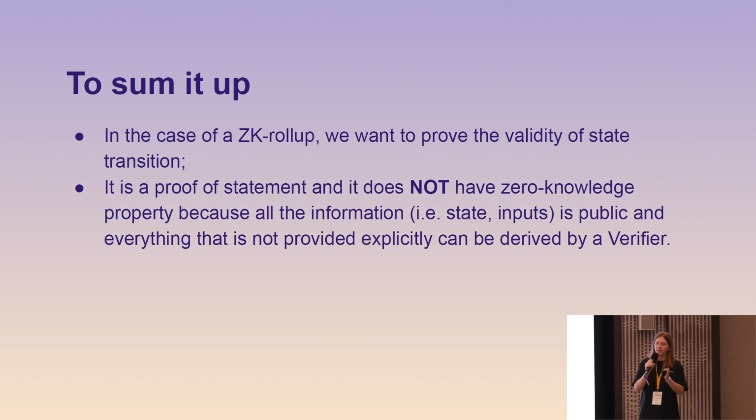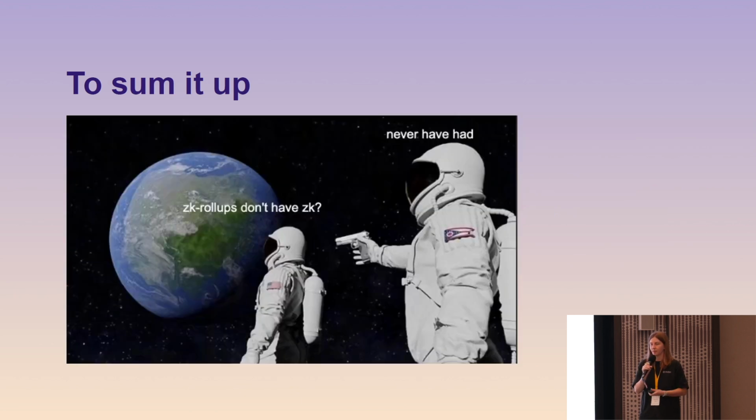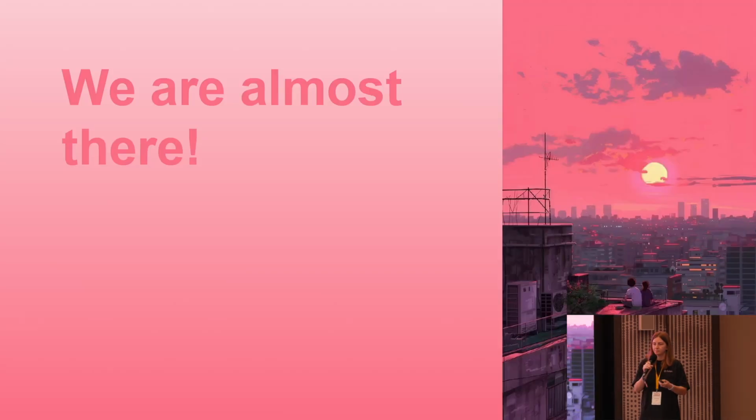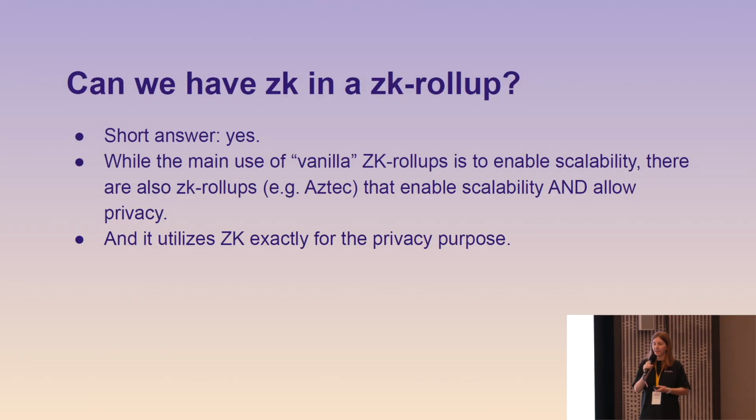To sum it up, in the case of a ZK rollup, we want to prove the validity of a state transition. It's a proof of statement, and it does not have zero-knowledge property, because all the information is public, and everything that is not provided explicitly can be derived by a verifier. So there is no ZK in ZK rollup. Can we have ZK in ZK rollup? Yes.